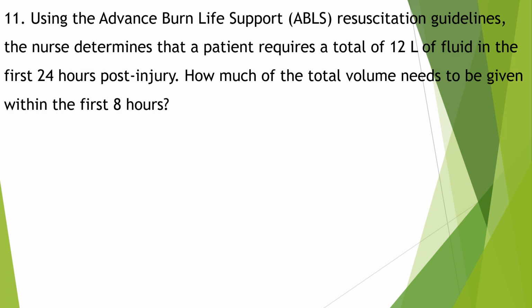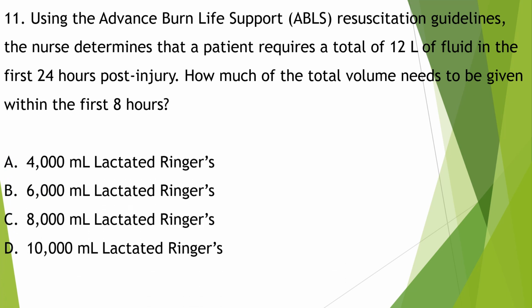Using the Advanced Burn Life Support ABLS resuscitation guidelines, the nurse determines that a patient requires a total of 12 liters of fluid in the first 24 hours post-injury. How much of this total volume needs to be given within the first 8 hours? 4000 ml lactated ringer, 6000 ml lactated ringer, 8000 ml lactated ringer, 10,000 ml lactated ringer.